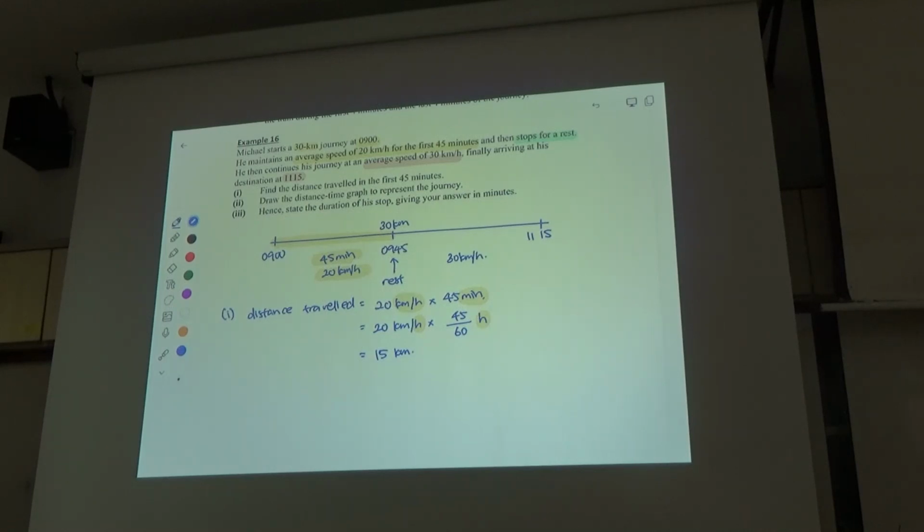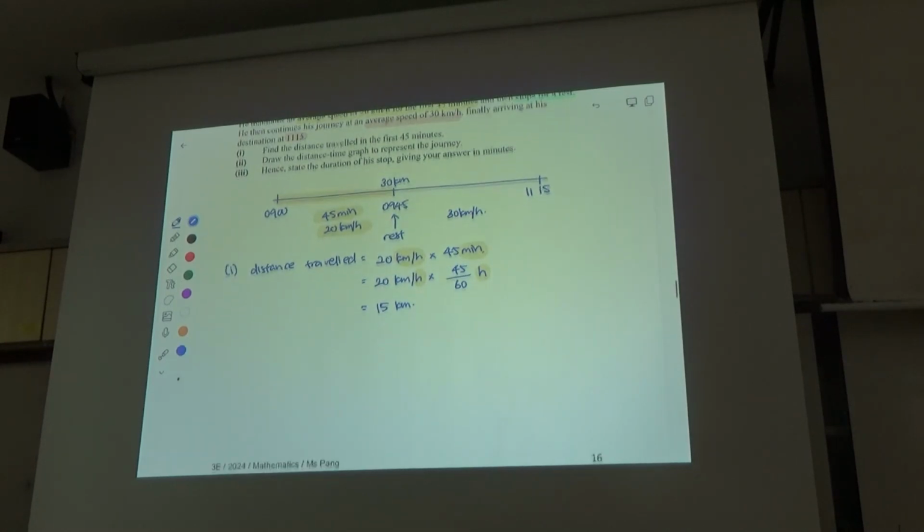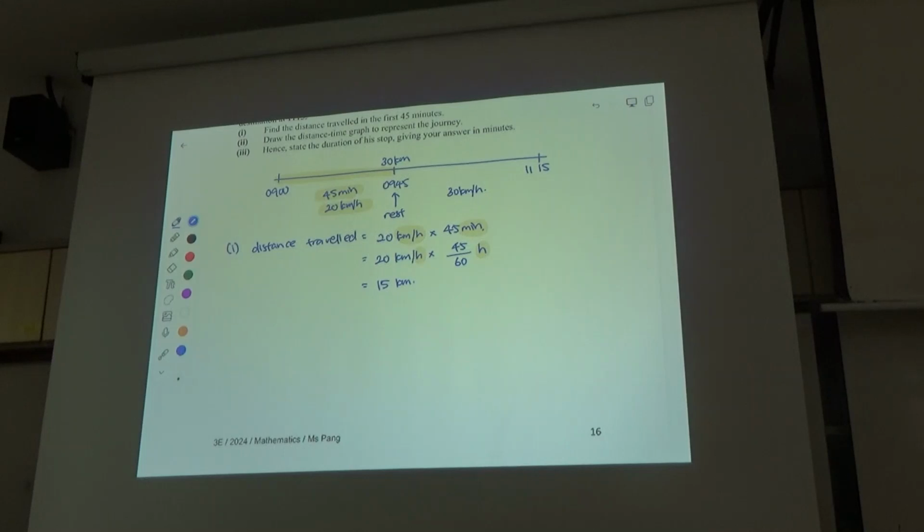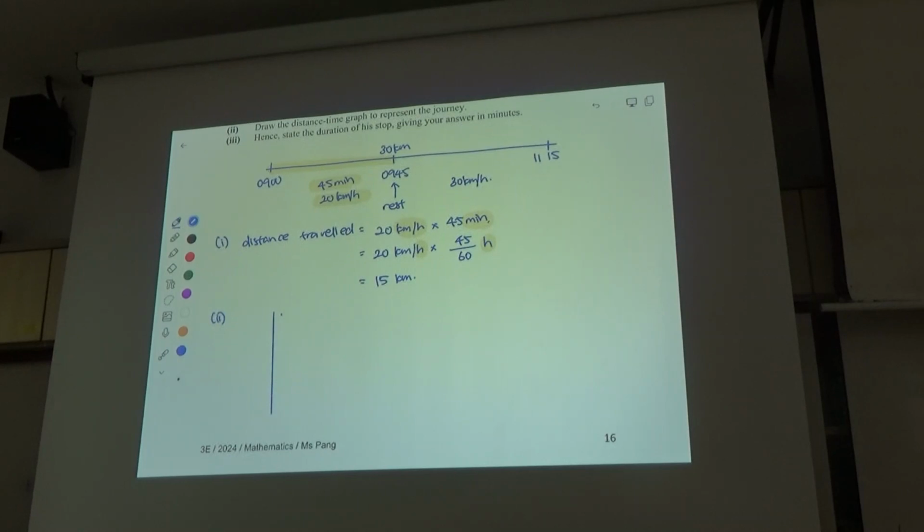Now next, we want to draw the distance time graph to represent the journey. Let me just draw a sketch first before I turn to my graph paper. I'm just drawing a sketch so that we can plan out how we're going to draw this. We're going to have a distance time graph. So the vertical axis will be your distance, and then your time axis is here.